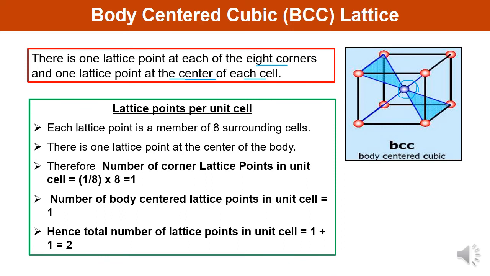So how to calculate lattice points per unit cell? Each corner lattice point is a member of 8 surrounding cells, and there is one lattice point at the center of the body, which is the blue one. So the number of corner lattice points in the unit cell is 1 by 8 into 8, which is 1. And the number of body-centered lattice points in the unit cell is 1. So the total number of lattice points is 1 plus 1, equal to 2. This is the calculation of lattice points per unit cell of the BCC lattice.